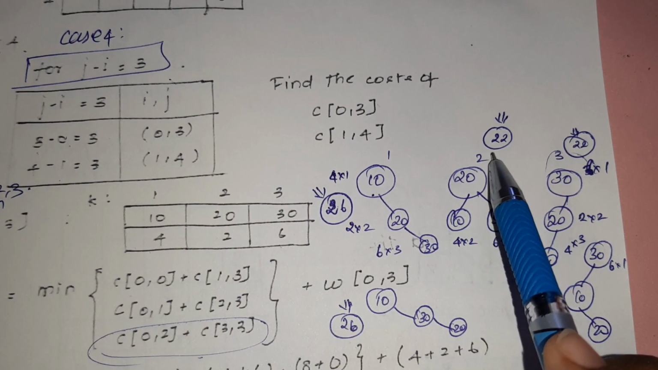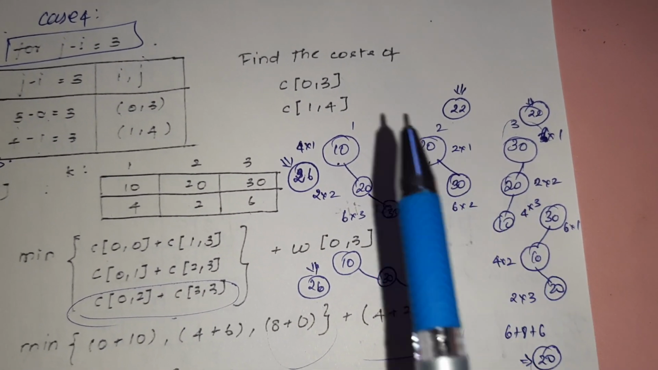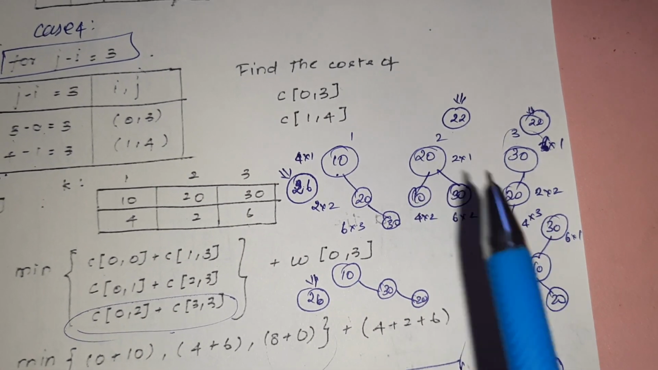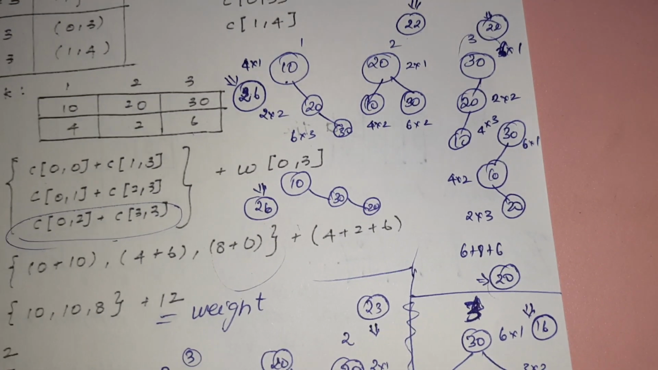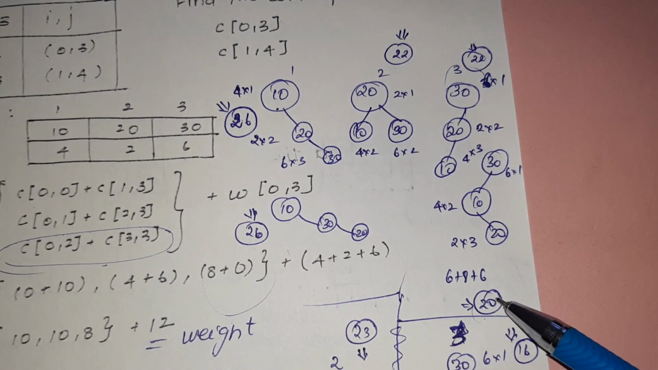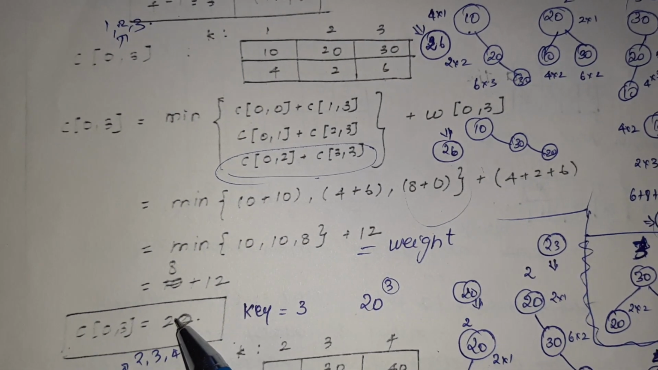This is nothing but the type of answers I am getting. So what I am going to do here: the final answer here is 26, this one I got is 22, and this I got 22, then here I got 20, and the last one I got as 20. This is the minimum value I got here. So according to the formula I applied, I got the same value, 20.